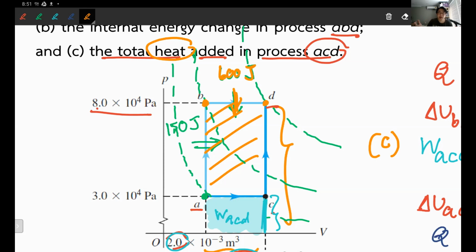Or you can think of it like this is an actual process that goes on with time. So the system will go from A to B first, right? Let's say in the first time interval, there is an incoming 150 joules of heat. And then after that, you go from B to D, another section of your process. And during this process, you have another 600 joules coming in.